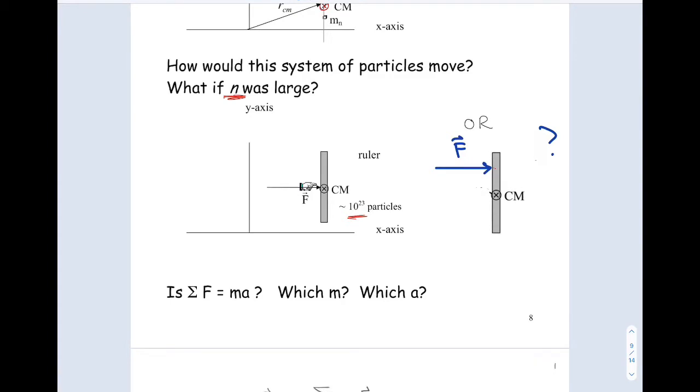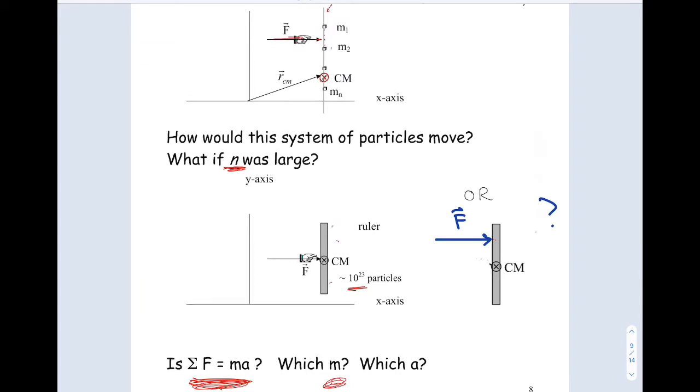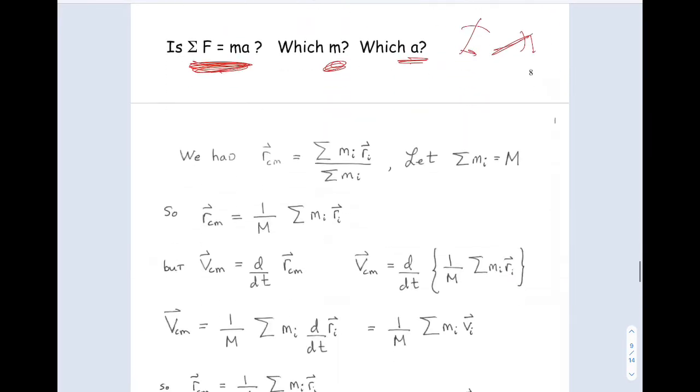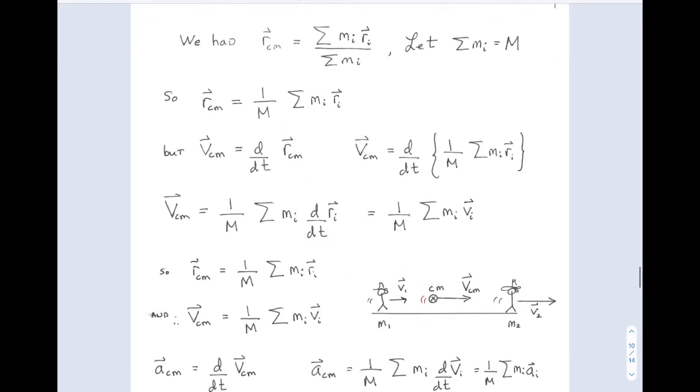Now, can I write Newton's second law, F equals ma? Well, which m? Because I have all different m's up here. I have a system of particles, tons of particles. And which a would I use? Because I know this stick is probably going to rotate, so different parts of the stick are going to have different accelerations. So we have to compensate for all the different particles and all the different accelerations that all those particles can have. So how we're going to do that, I'm going to start with this expression we had previously.